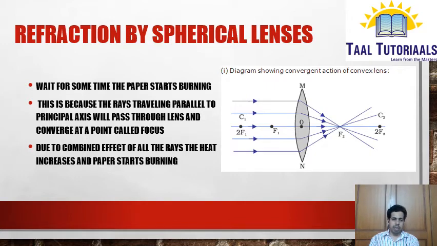Here you have to observe that all the rays are coming and meeting at the same point, and you have adjusted the paper such that it is at that point. All the rays coming and meeting at one point means obviously the amount of heat will increase, yes or no, so that the paper can catch fire or start burning. That is the significance of the convex lens.